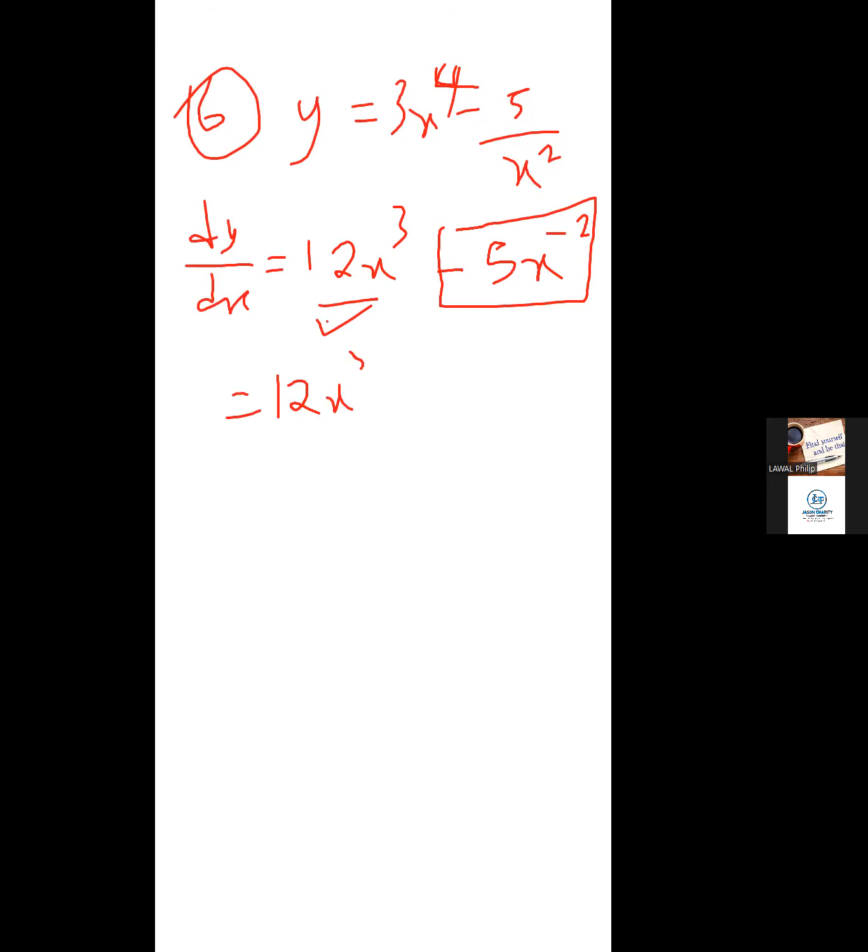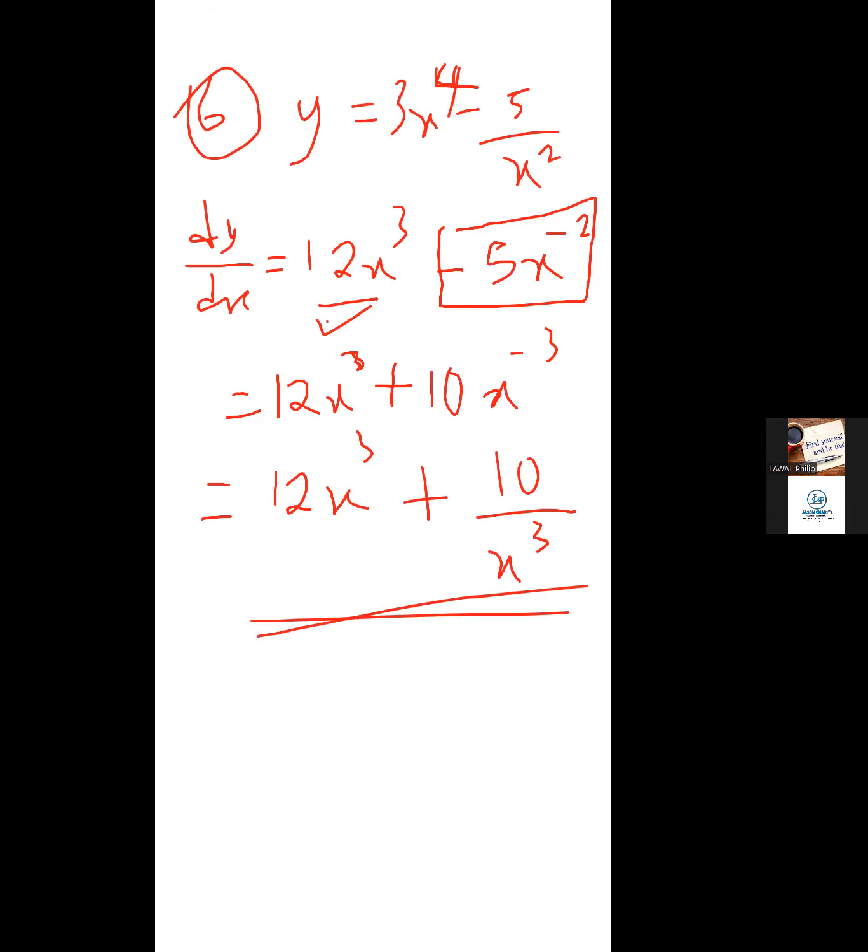12x3. Now, minus 2 times minus 5 will now give you plus 10. Plus 10 x raised to power minus 3. That's what you are going to have, because minus 2 minus 1 will now give you minus 3, which I can now write effectively as 12x raised to power 3 plus 10 over x raised to power 3. So this is the answer. This is also an answer.